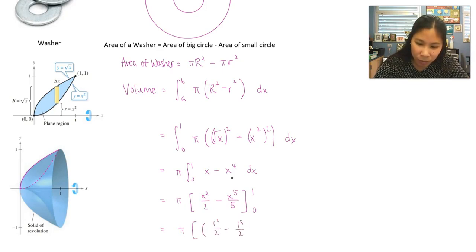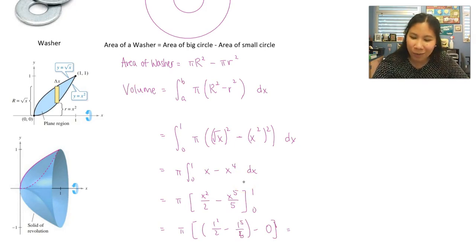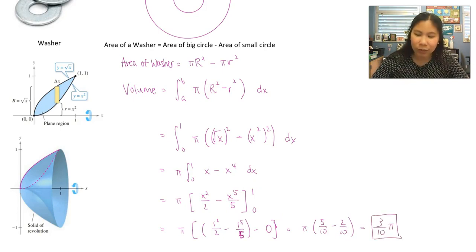From 0 to 1, I can plug that in to get 1 squared over 2 minus 1 to the 5th over 5 minus, if I plug in 0, I'm just going to get 0. So then 1/2 minus, oh, this is a 5, not a 2. 1/2 minus 1/5 would be 3/10 as my total volume. There we go.